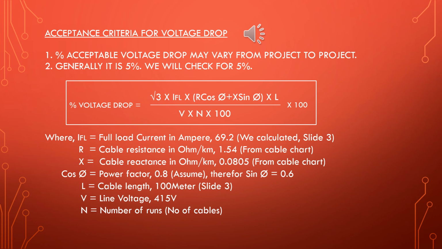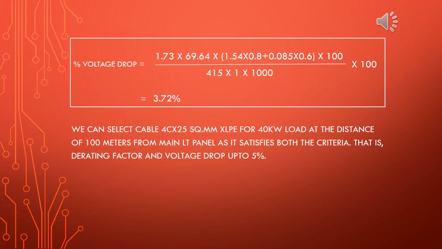Value of cable resistance and cable reactance for the selected cable can be found in cable chart. These charts are displayed on the last slides. By using the formula we get voltage drop 3.72%, which is lower than acceptable value of 5%. Hence our second criteria for cable selection is also satisfied.